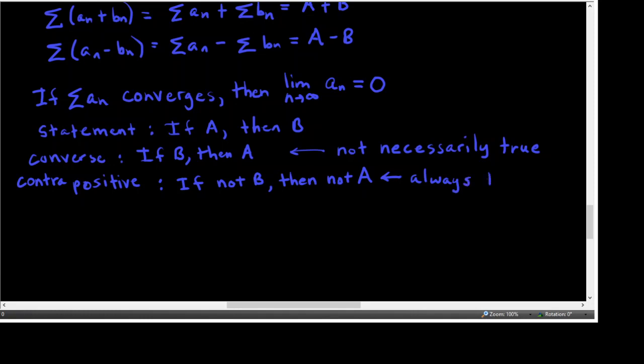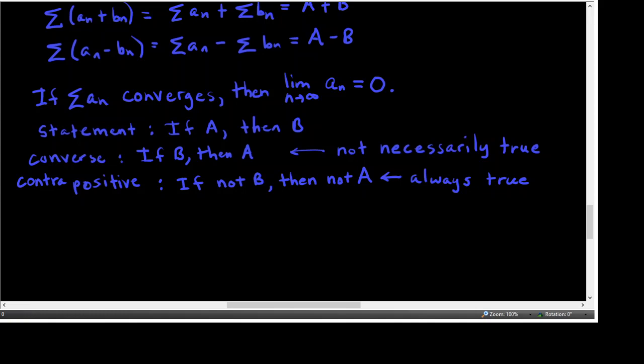Okay, and that leads us to the next thing I want to say, which is the statement: if the series sigma a sub n converges, then the limit as n approaches infinity of a sub n has to be equal to 0. That's our statement. I don't know if the converse is true or not. In other words, if I find that the limit of a sub n as n goes to infinity is equal to 0, that doesn't tell me a thing about the convergence of that series. We don't know. It might actually converge or it might not.